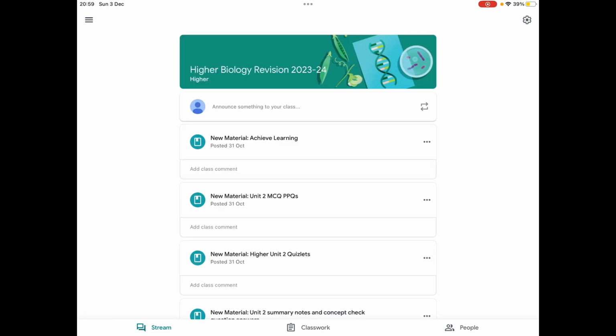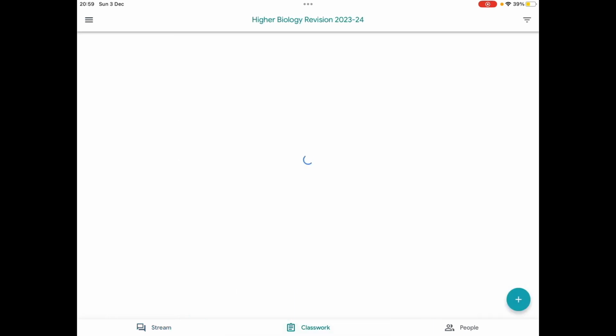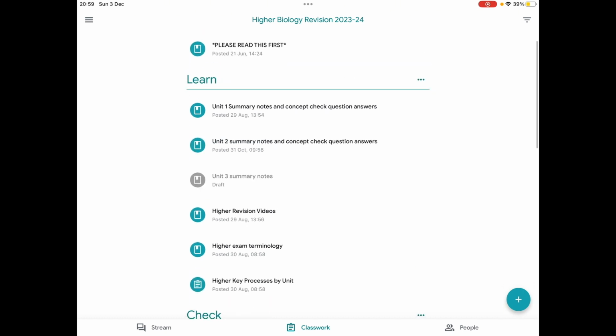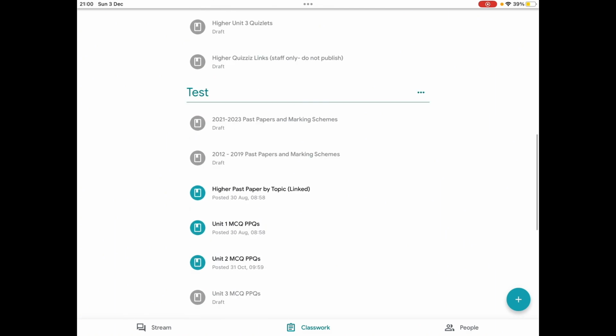Google Classroom. I won't spend too long on this because it's very similar to what you've just seen for National 5. Again, it automatically opens up in the view that says stream down the bottom. So if you go to classwork view, again you'll get it topic by topic, and again it's the same setup. We've got learn, check and test.